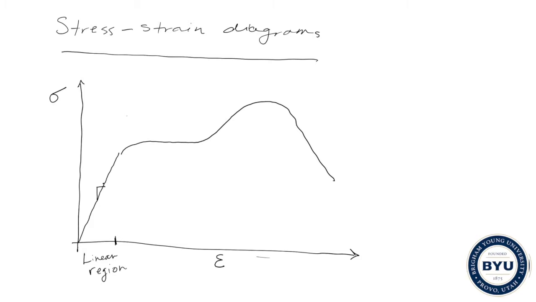Okay, a couple of other points of interest are these two here. We would call this point the proportional limit. And then this is going to be the yield stress. And at this point, you can see the behavior of the material changes substantially, where now you're getting strain without an increase in stress.